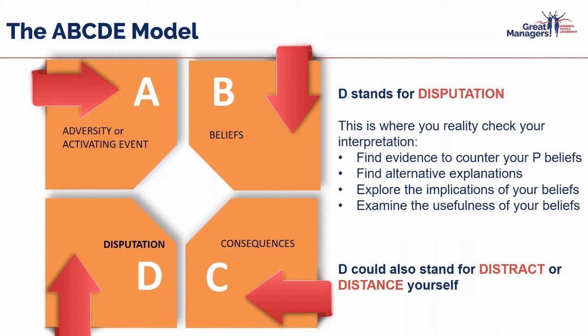The next part of the model is where you activate free will or choice, and you start to look for distortions or pessimistic patterns in your thinking and dispute them. This is where the change in your thinking begins. So D stands for disputation. There are 4 elements of effective disputation.